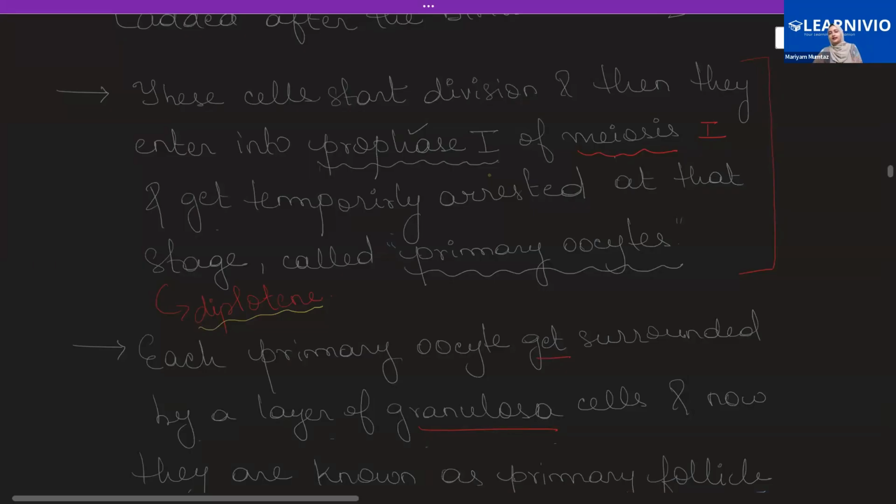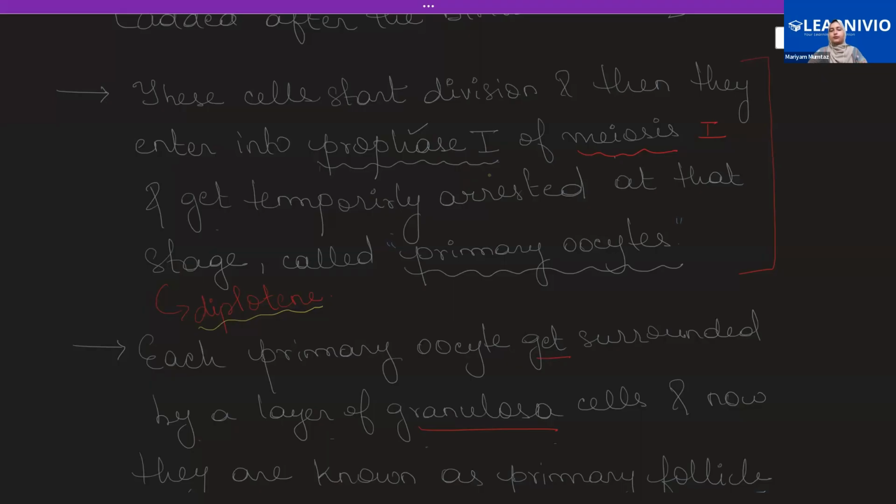I will remember. Second stage, right? Leptotene, zygotene, pachytene, diplotene, and then diakinesis. Yes. Oh, okay, okay. Now, oh, that part. Okay. Yeah.